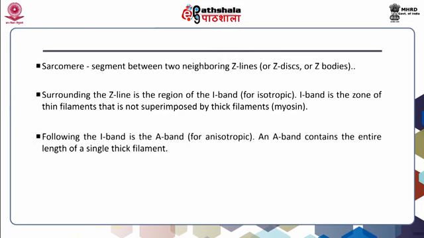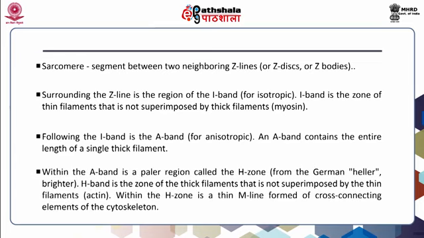A stands for anisotropic. An A band contains the entire length of a single thick filament. Within A band is a paler region called the H zone. The H stands for the term heller. It means in German it is brighter. H band is the zone of thick filaments that is not superimposed by the thin filaments, that is actin. Within the H zone is a thin M line formed of cross connecting elements of the cytoskeleton.